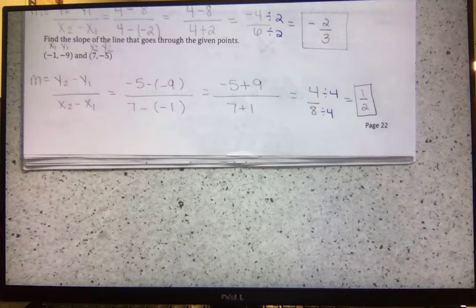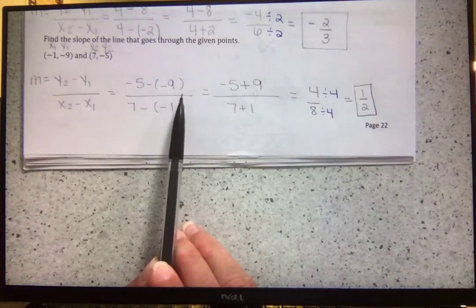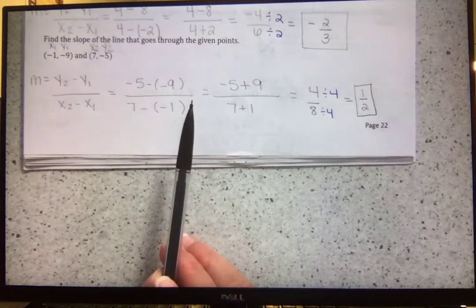Yes, sir. So every time it has a negative, it turns into addition? Whenever we're subtracting a negative, then yes, it turns into addition. Alright. Does that answer your question?